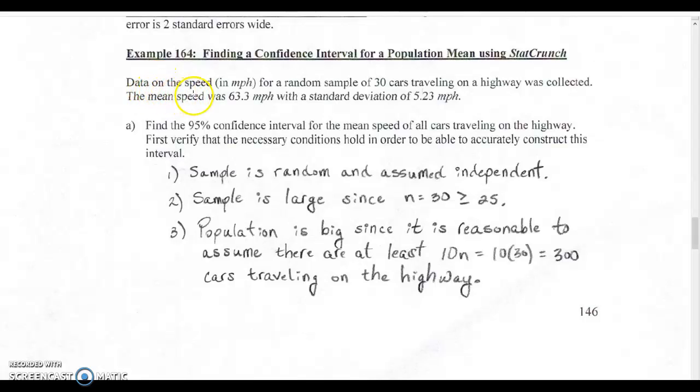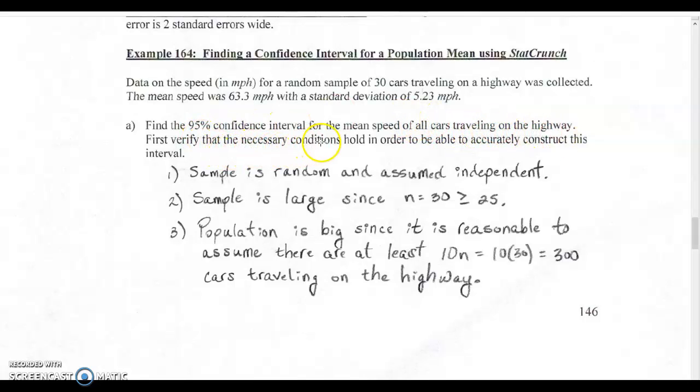Data on the speed in miles per hour for a random sample of 30 cars traveling on a highway was collected. The mean speed was 63.3 miles per hour. That's our sample mean, x bar, with a standard deviation of 5.23 miles per hour. So that's our sample standard deviation, S. A: find the 95% confidence interval for the mean speed of all cars traveling on the highway.